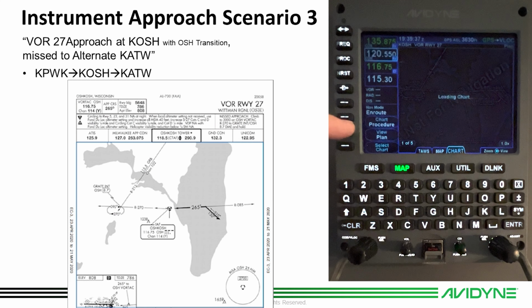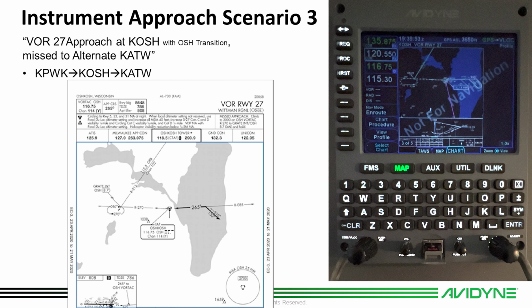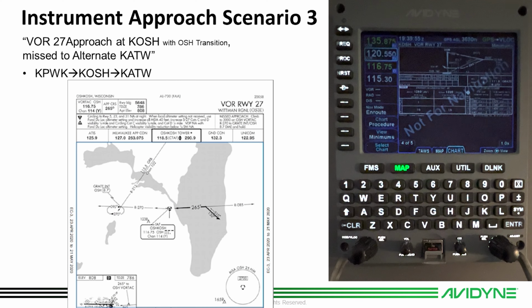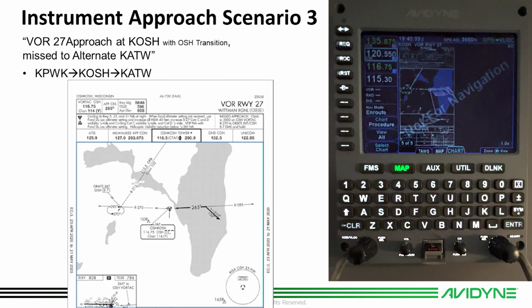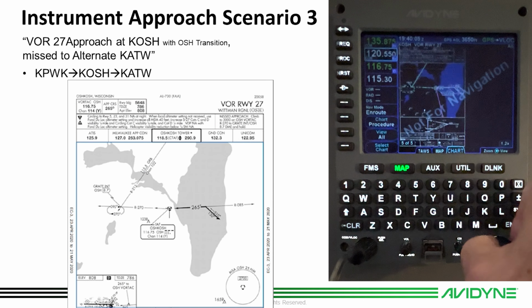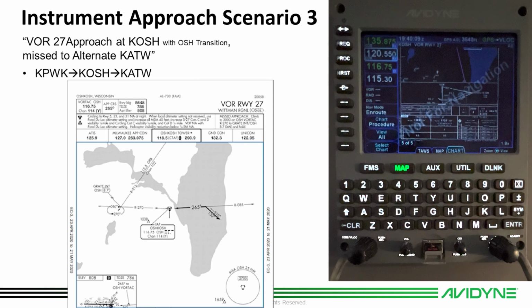Cycling LSK2 will allow us to go from the plan view to header to profile view to minimums to full plate view, and these views are all zoomable or panable, and back to plan view.